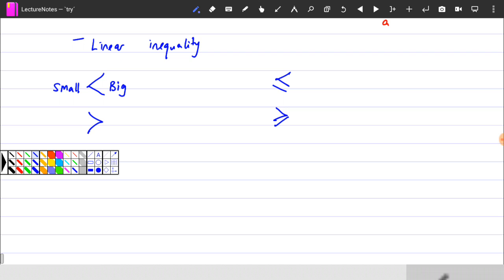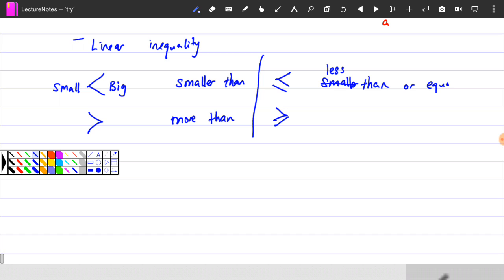Now how do I read? What does this sign mean? Smaller than. This one? Bigger than or more than. What about this? Less than or? Shall we fix on the word less than? Less than or equal, right? This will be more than or equal. Can you quickly write down as I write as well?